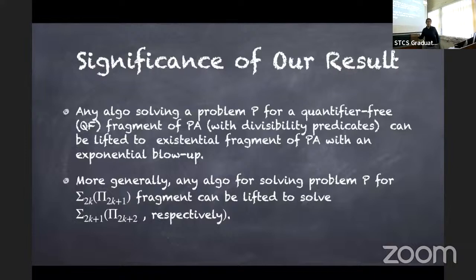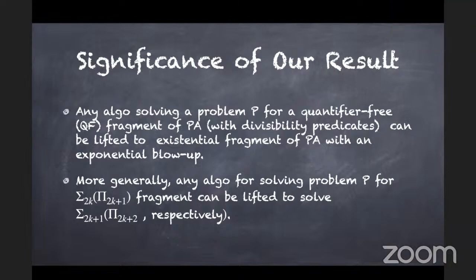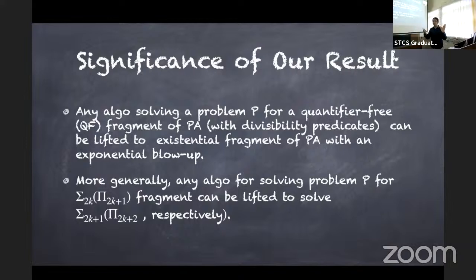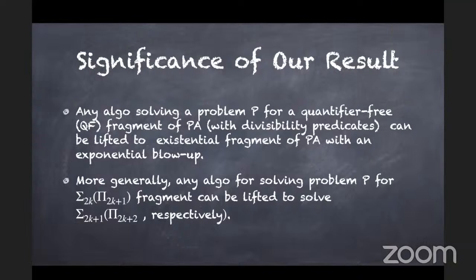No, wait. Does it go from sigma 2k to sigma 2k plus 1, or sigma 2k to pi 2k plus 1? I mean, you'll go from sigma 2k plus 1 to pi 2k, right? Because in sigma 2k plus 1, if you eliminate the last block of sigmas, you now have a formula that starts with a pi. You eliminate the innermost block. Yeah, I see. Okay.